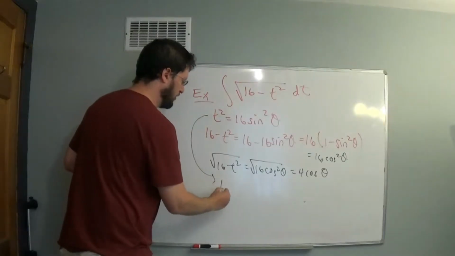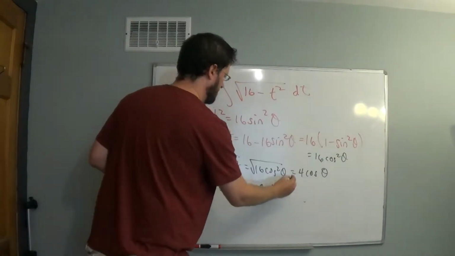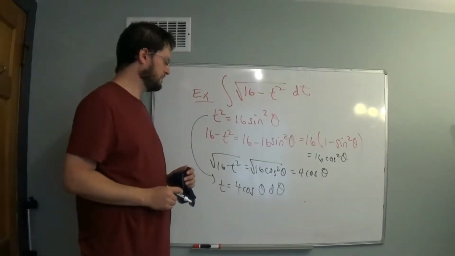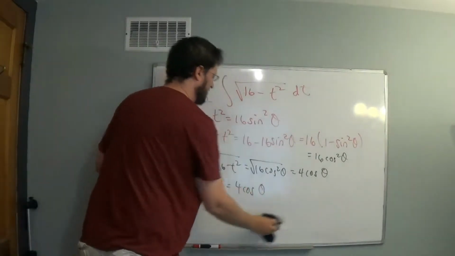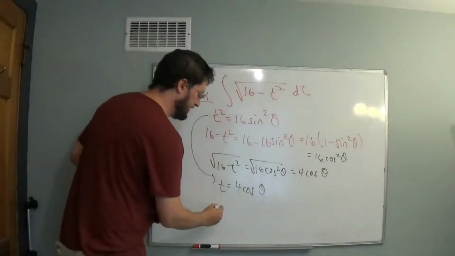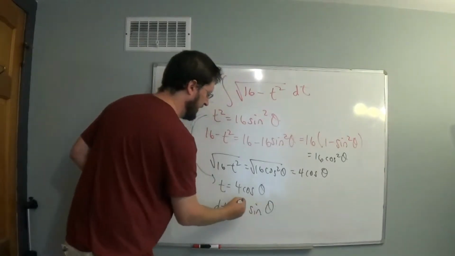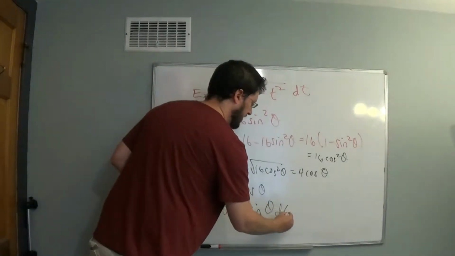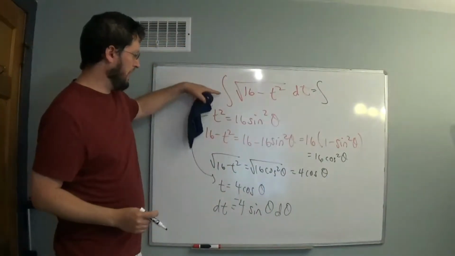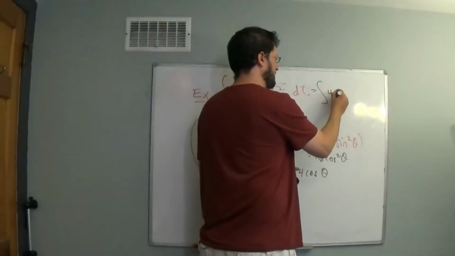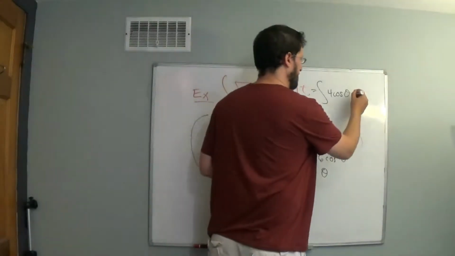For dt, remember that we need to solve for t. t is equal to 4 cosine theta, so dt will be the derivative of that, which is 4 sine theta, but negative. So negative 4 sine theta d theta. And now we can transfer everything over to our thetas. The radical is right here, 4 cosine theta. Then dt is negative 4 sine theta d theta.